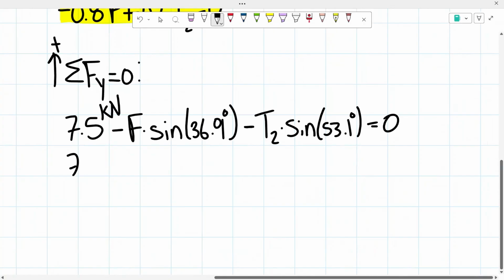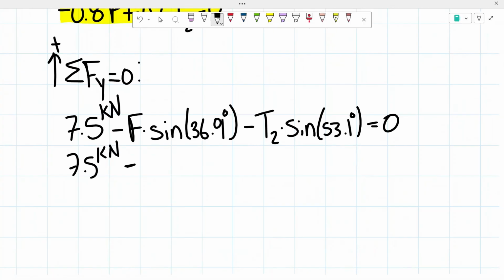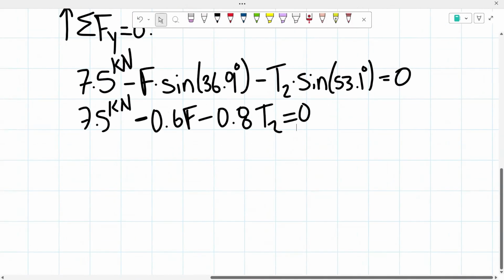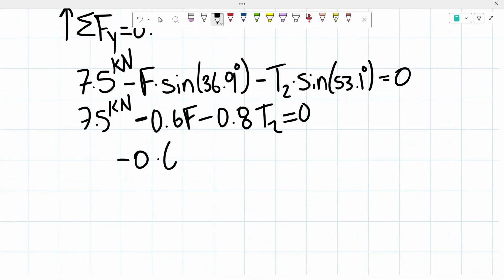So we have 7.5 kilonewtons minus. If we were to put sine of 36.9 into your calculator, we'd get 0.6 F minus. And if we were to put sine of 53.1 into your calculator, we'd get minus 0.8 of T sub 2 has to equal 0. Now what we're going to do is move our 7.5 to the other side. So we would get negative 0.6 of F minus 0.8 of T sub 2 is equal to negative 7.5.